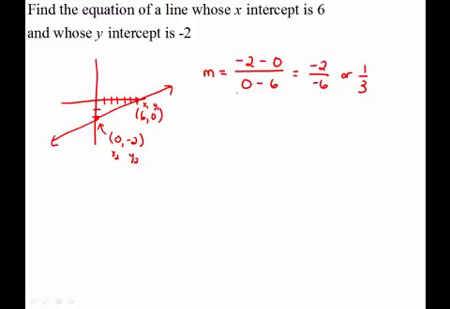Now, normally what we would do is we would set up this equation, y equals 1/3 x plus b, and we'd solve for b, the y-intercept, by plugging in one of these points. But notice part of the problem is given to you that the y-intercept is -2. So I don't have to solve for b, and my answer is simply y equals 1/3 x minus 2.